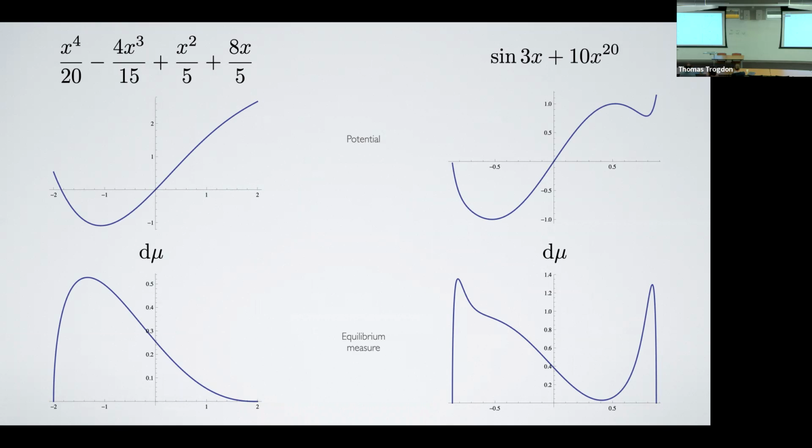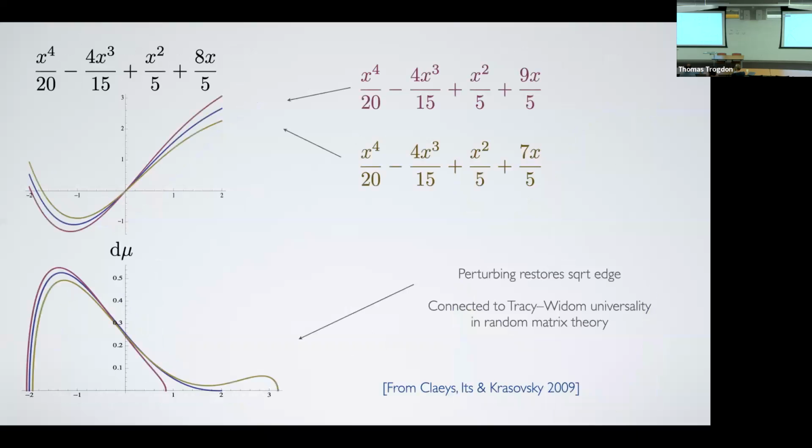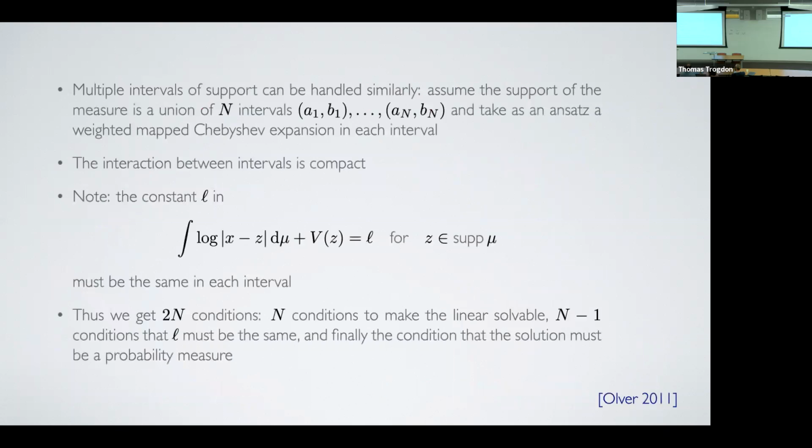So it's still square root times something smooth. Okay, and I will mention that if you perturb slightly around this degenerate one, you get back square root singularities, and this is related to stuff by Tom Claeys, and Igor. Okay. So what about multiple intervals of support?